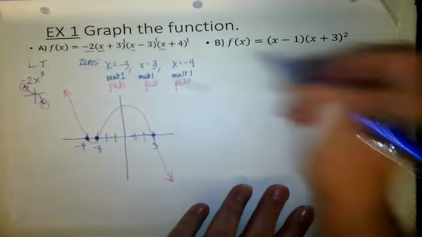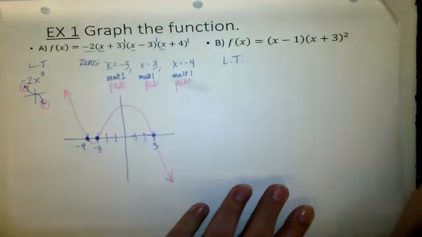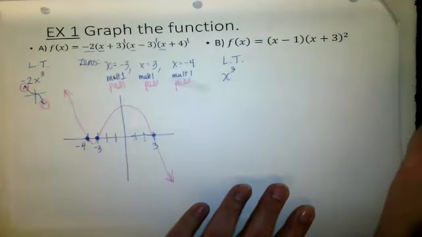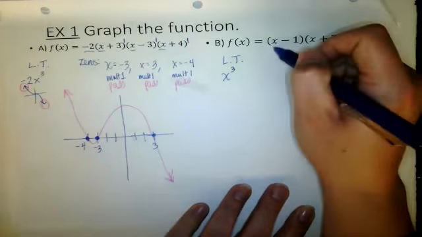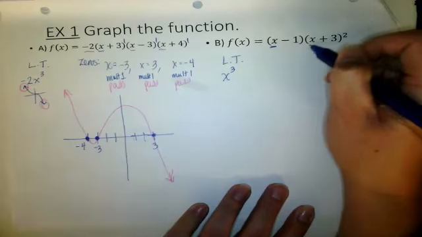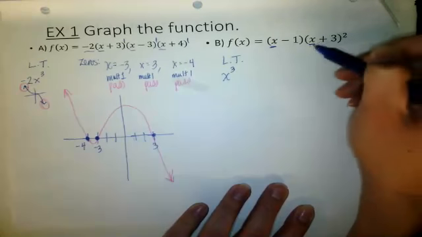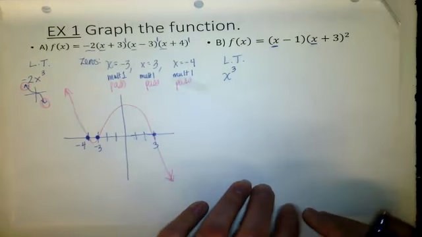The first thing we want to do is find the leading term. What's our leading term? X cubed. X to the third. Very good. So here's x, and then this would result in an x being squared. So we have x times x squared is x cubed.